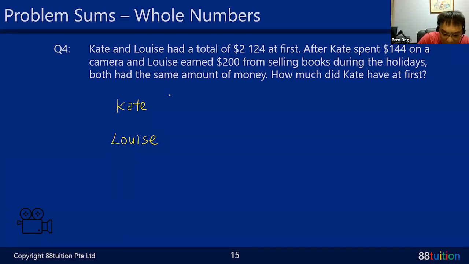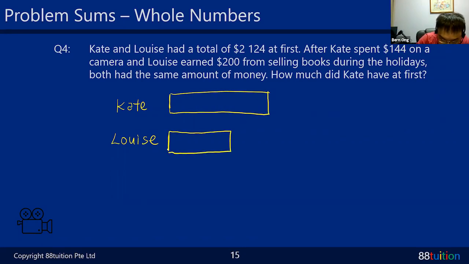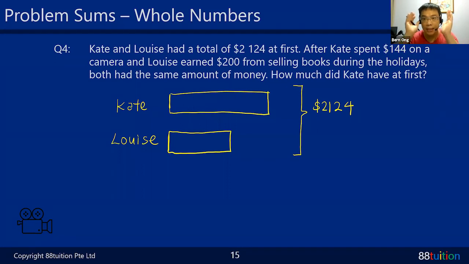So in the beginning, yellow is in the beginning. Keith must have more money than Louis. This is in the beginning, so that when Keith spends, he becomes shorter. Louis earns, he becomes longer, and they have the same amount of money at the end of the day. So yellow is at the beginning. Down here, yellow is 2,124 at first. The beginning for Keith is more, Louis is less. Can you see? So this model is for in the beginning.